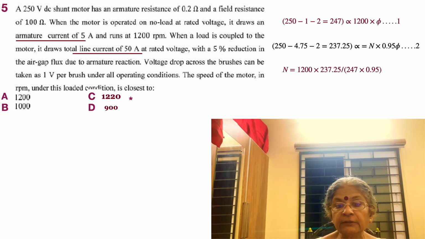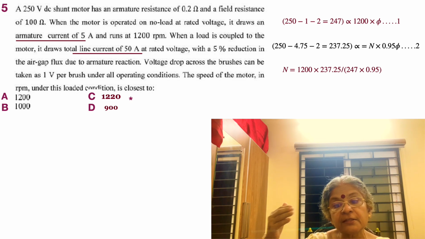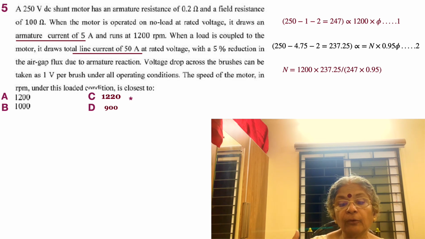A reduction of voltage would tell us that the speed also reduces. But on the other hand, the flux is reduced dramatically. It has come down to 0.95. Looking at the expression N equals 1200 into 237.25 divided by 247 into 0.95, 247 into 0.95 means there is a reduction of 0.05, that is, divided by 20.